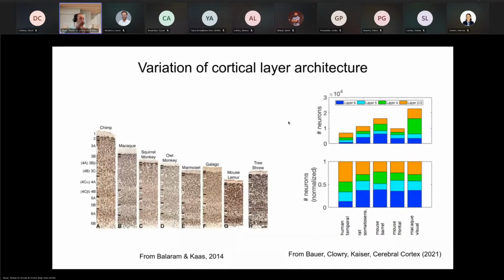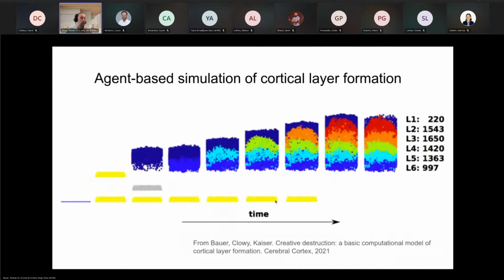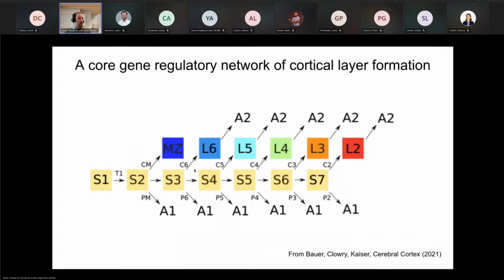And so one question that arises is, if we can create such a computer model of how the layers form, can we also make it flexible enough to capture those differences and this variation across different species and even within the same species? And to cut the story short, we did this by creating a computer model of a gene regulatory network. So how do the cellular dynamics, internal dynamics, produce differentiated cells?